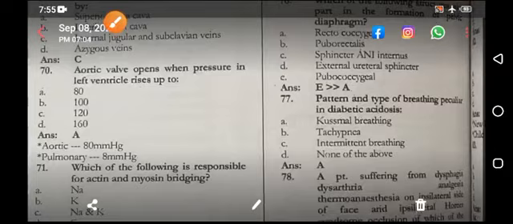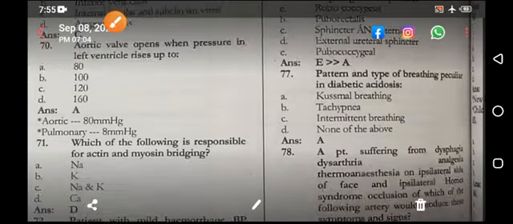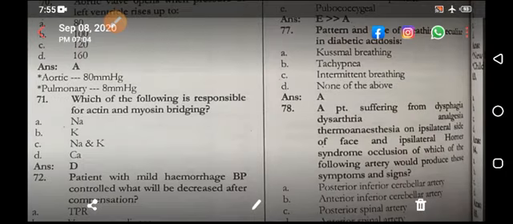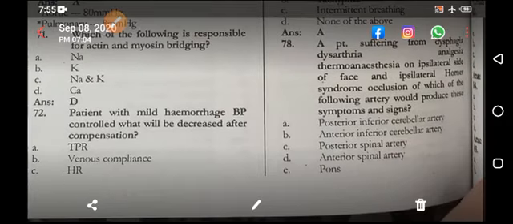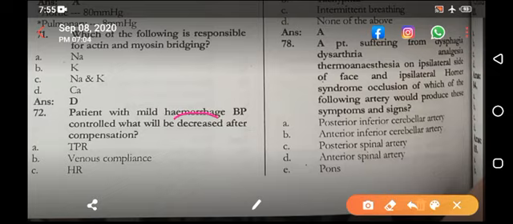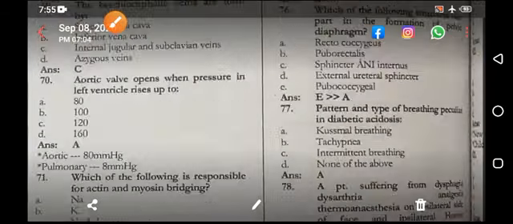Aortic wall 8 mm. Pulmonic wall 8 mm. Which of the following is responsible for actin myosin bridging? The answer is calcium. Patient with mild hemorrhage, BP control. What will decrease after compensation? Note this down. After compensation, what will decrease? Heart rate will decrease. And what will increase? Urine output.